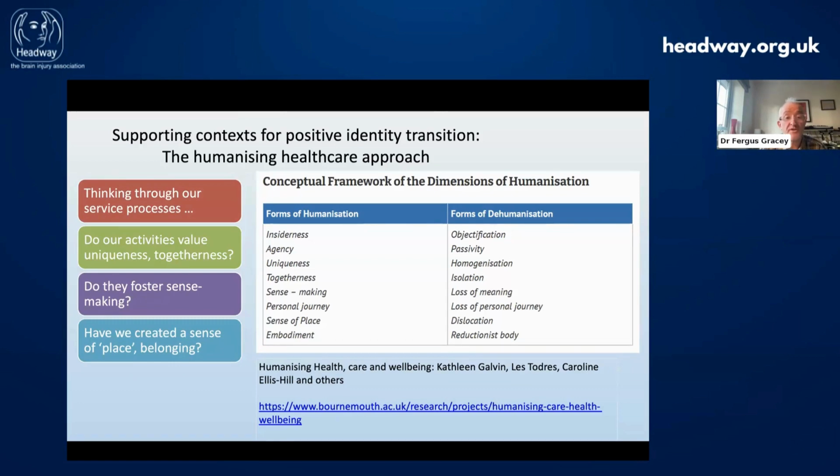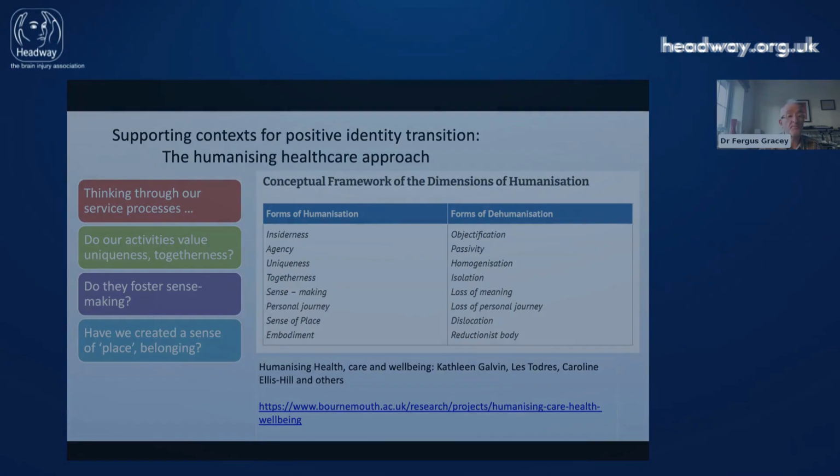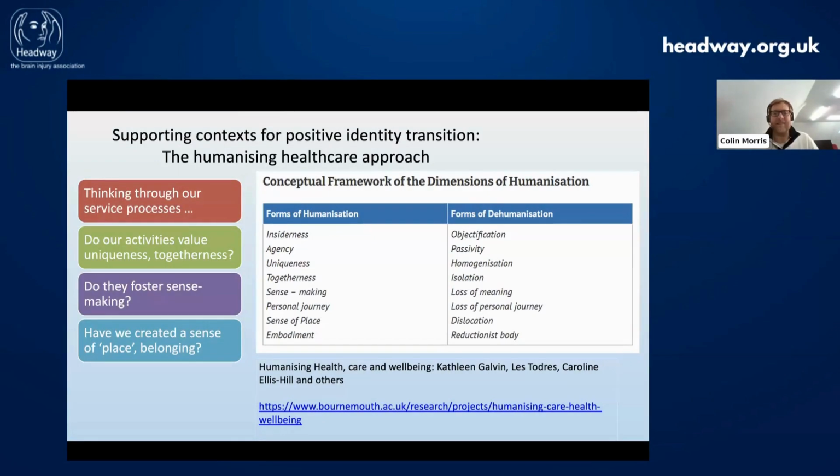Do they value togetherness and connection between people? So yeah, do our activities value uniqueness, togetherness? Do they foster sense making? Are we helping people to kind of own and reflect on their personal journey? Are we creating a sense of place in the location that we're doing our work? Are we fostering a sense of belonging?